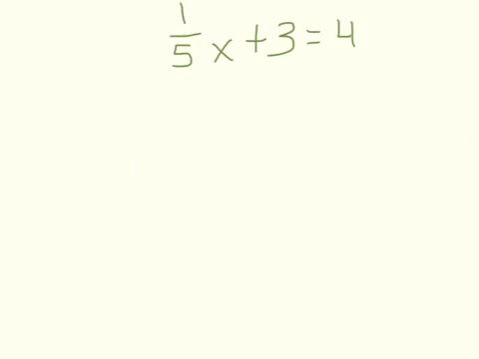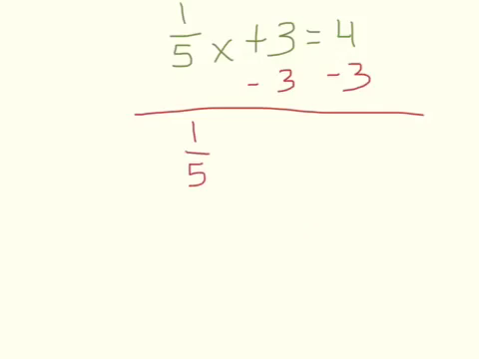Okay. Here is 1/5 x plus 3 equals 4. So once again, we're going to get rid of that +3 by subtracting 3. I know to start there because it is the number that is by itself on the same side as the x. Now, I am going to bring down this 1/5 x because I didn't do anything with it. This cancels. Bring down my equal sign. 4 minus 3 is 1. Okay, so now I have 1/5x equals 1.